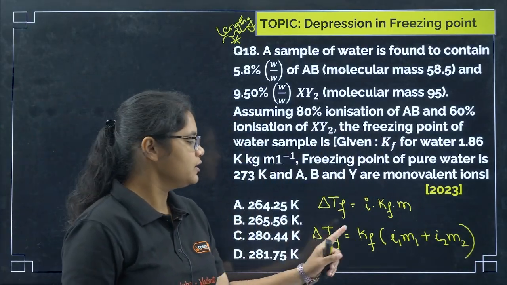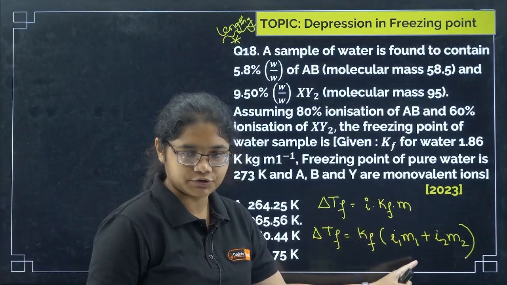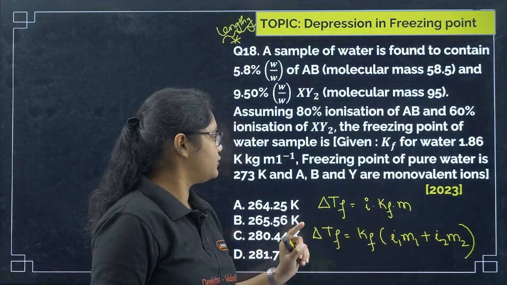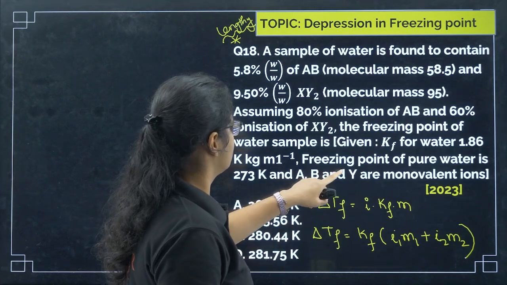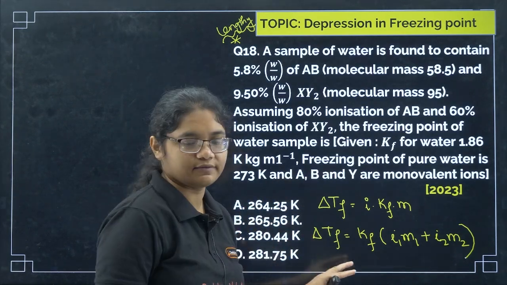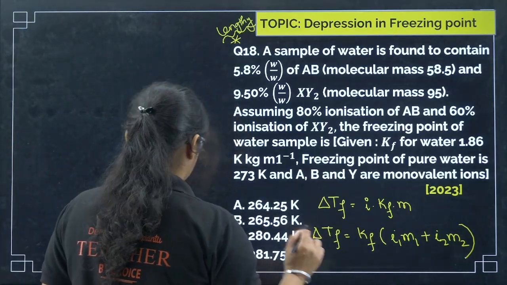So first what we will do, we will find the M1 value, M2 value, I1 value, I2 value, and substitute here. The Kf value is already given to us, and the freezing point of pure water is also given. I have to find the freezing point of the solution, right? So let's start here with I1.